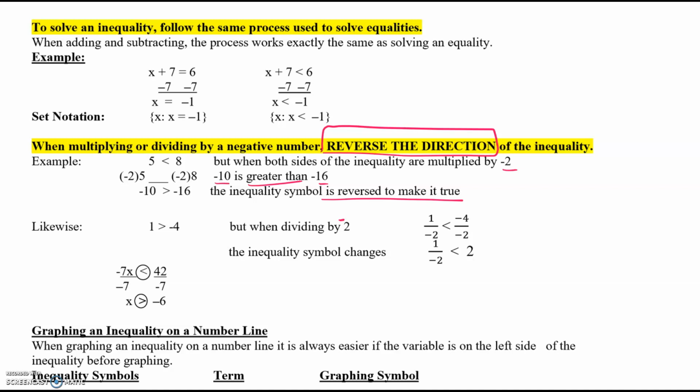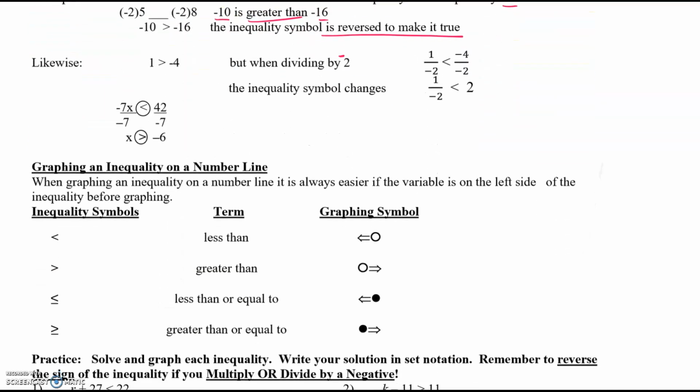Okay? There's another example here. -7x is greater than 42. When I divide by -7, x becomes greater than -6. So you must remember to reverse the direction of the inequality symbol.